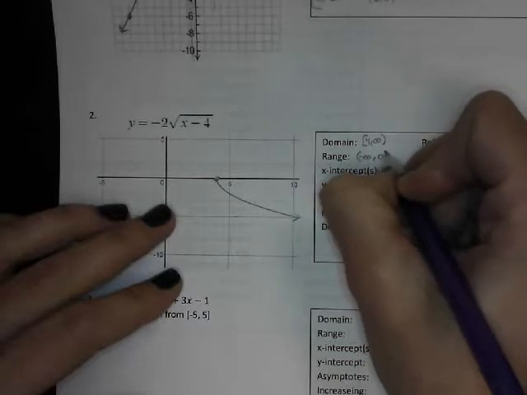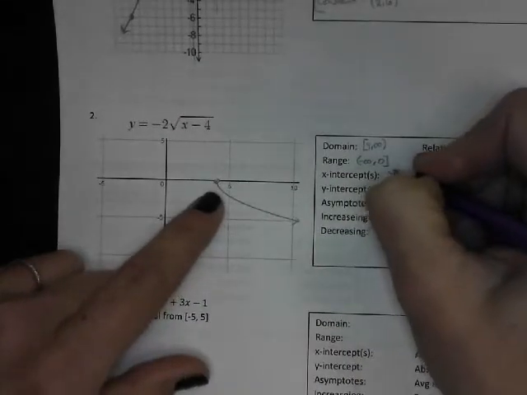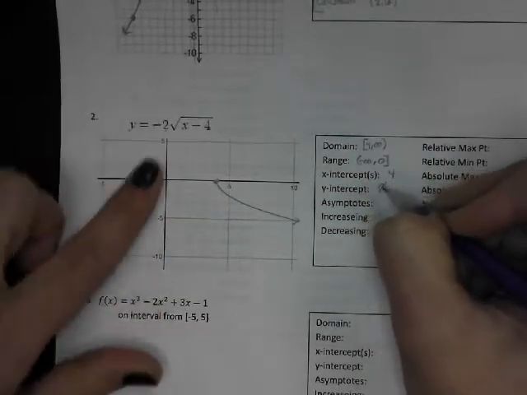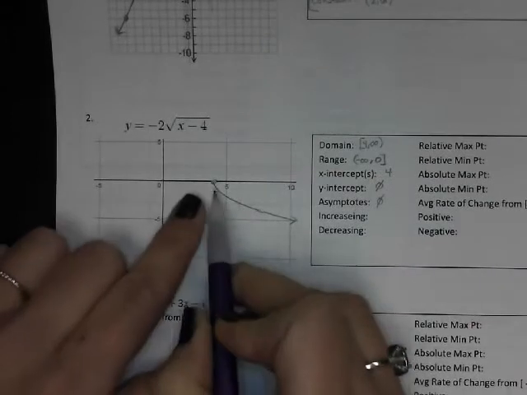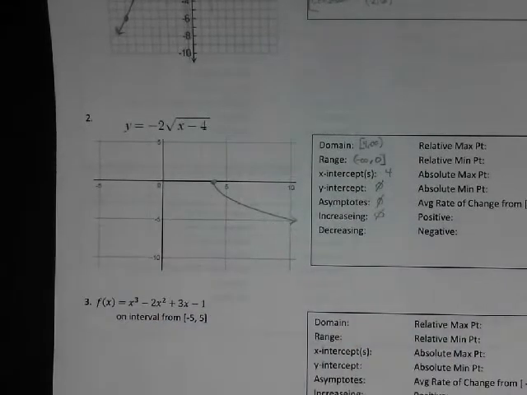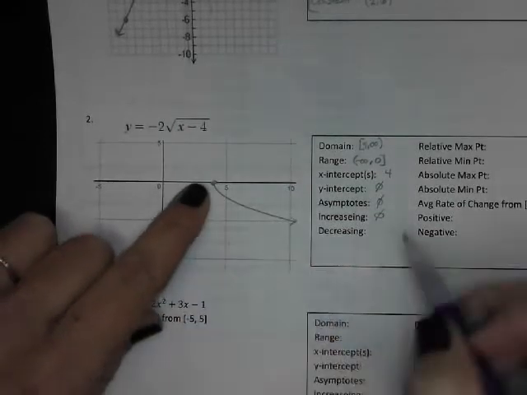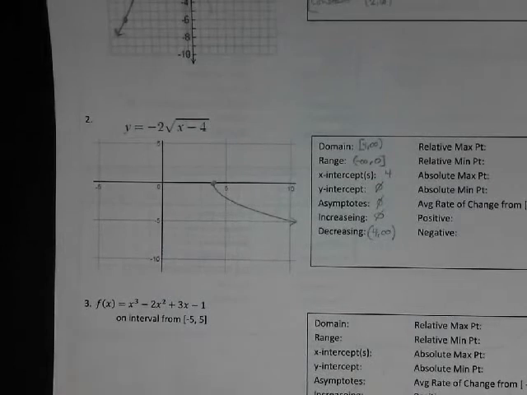Remember, infinities always get parentheses, and that does include 0. Your x-intercept is just 4. We have no y-intercept. We have no asymptotes on radical graphs. This graph is always decreasing, so there is no increasing. It's decreasing from 4 to infinity. Remember, increasing, decreasing, and constant intervals always have parentheses.